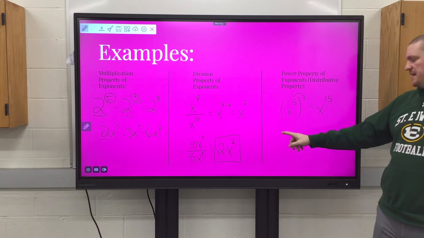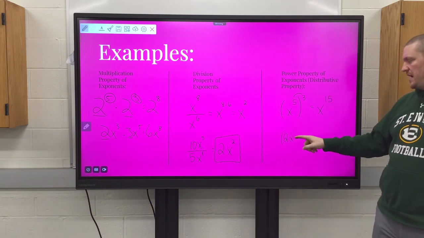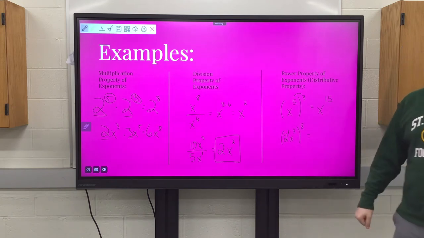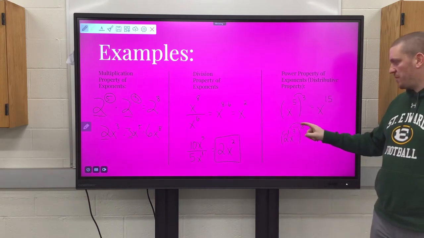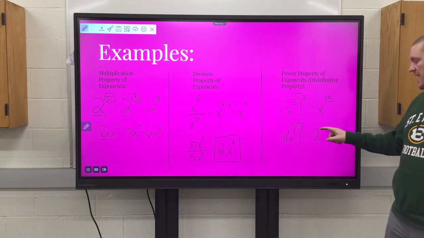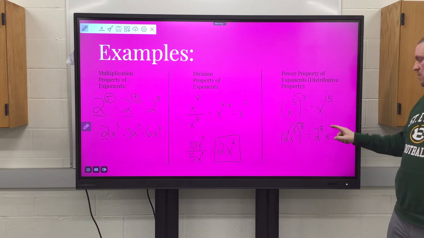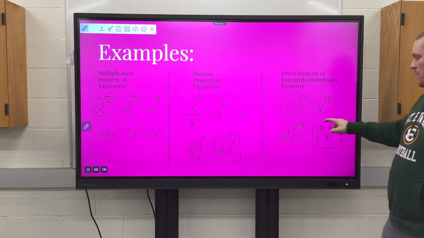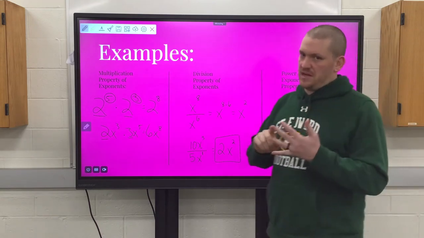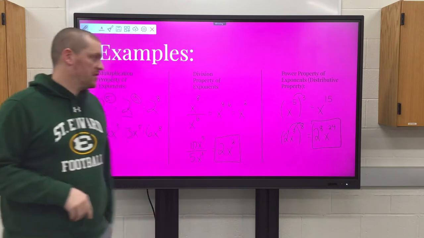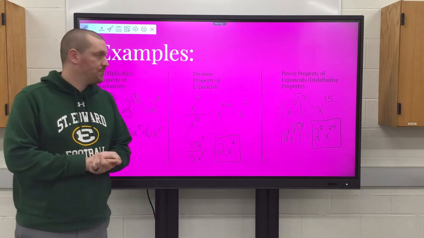If you have something on the inside, like a coefficient, you have 2x to the third to the eighth power. Remember, this 2 has its own exponent. It has an exponent of 1. So we're actually distributing this 8 into both of the 1 and the 3, and you get 2 to the 8th times x to the 24th, because remember, when you distribute, you multiply it in. And if you would know what 2 to the 8th is, that would just be 2 times 2 times 2 times 2 times 2 times 2 times 2 times 2, which can actually get you a real number.